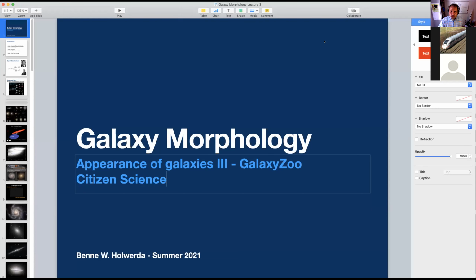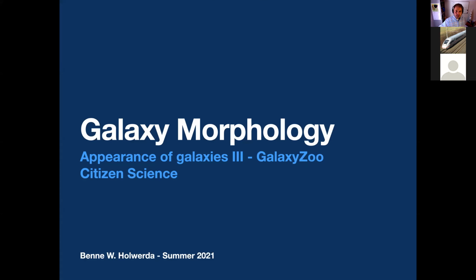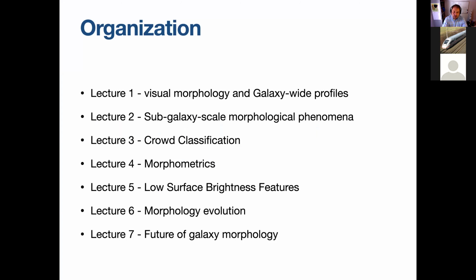It started. Right. Let's see if I can. Works. Okay. So galaxy morphology, the appearance of galaxies. Lecture 3, the Galaxy Zoo, or citizen science. And so instead of relying on specialists, we're now going to go to the crowd.